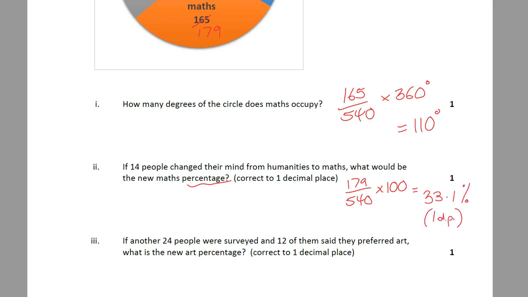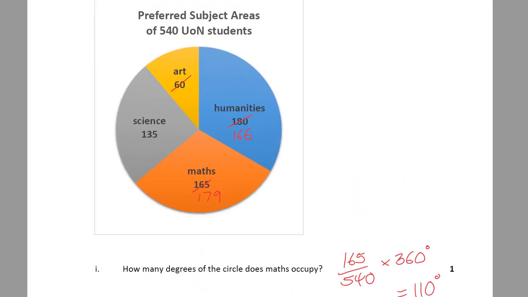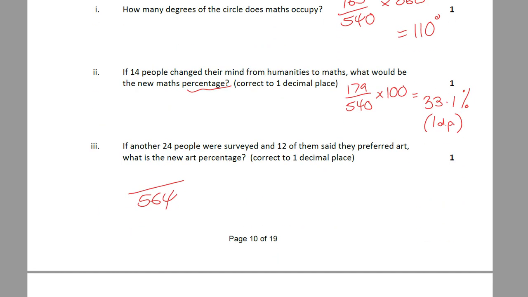as directed to 1DP. If another 24 people were surveyed, we've got to catch on to that and go, not 24 people change their mind. We've got new people in the survey. I'm just going to note that here. Instead of 540 people, we've now got 564 people, 24 newbies. 12 of them said they preferred art. What was art's number? Art was 60. Now 12 more makes it 72. So the art number now is 72 out of the new total of 564. Still times by 100 to convert that fraction to percent. And 72 divided by 564 times 100 gives me 12.8%. I'm just going to check that I've done that right because it was 540.